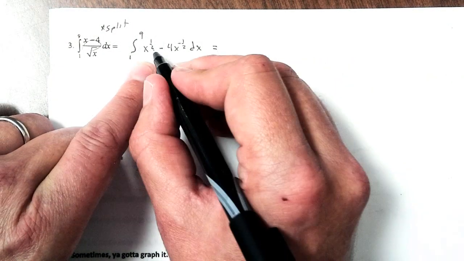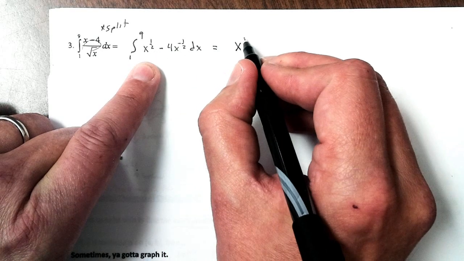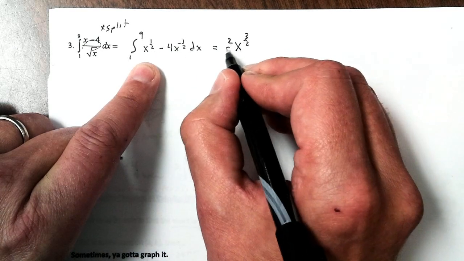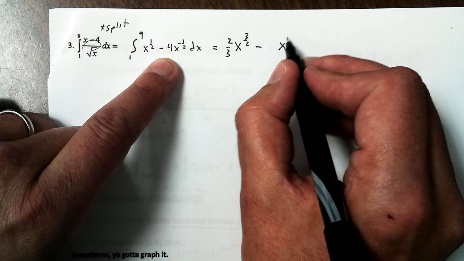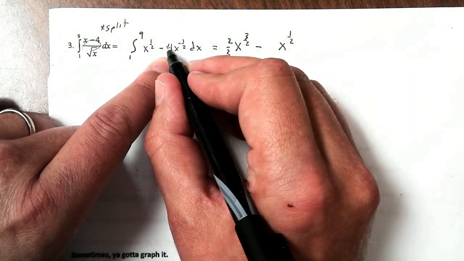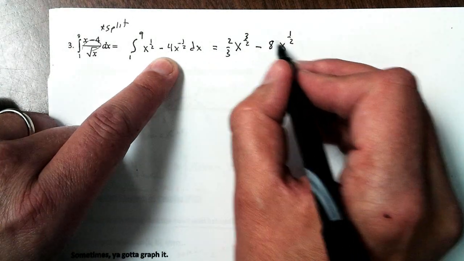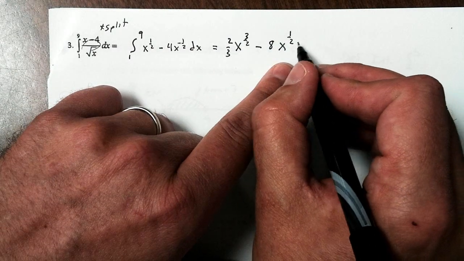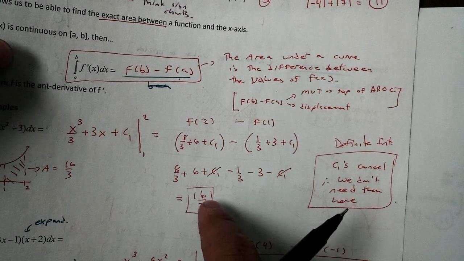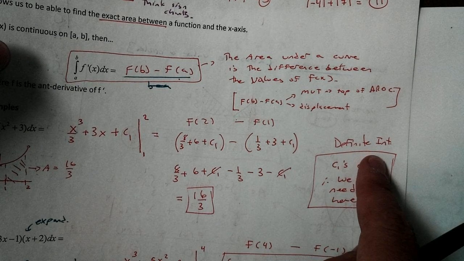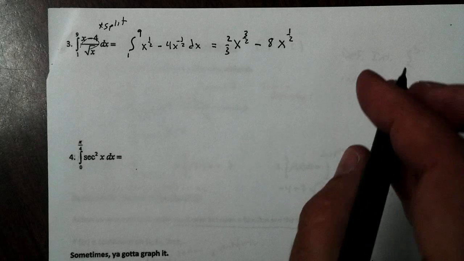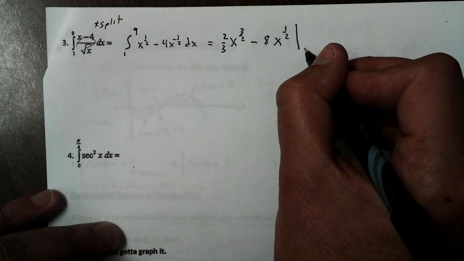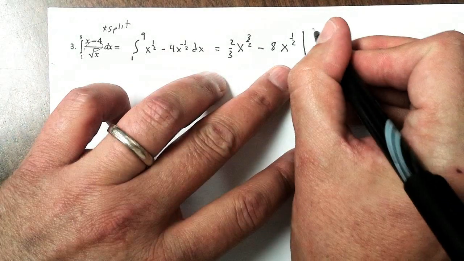When I integrate this one, we're going to get x to the 3/2, and I flip it, we get 2/3, minus, if this becomes x to the 1/2, and if I flip it, that's going to make that 4 and 8. You can put the plus c here if you want to, but you might remember in part 1, the c's cancel in definite integrals, so we don't need them there. So I'm going to now evaluate this from 1 to 9.